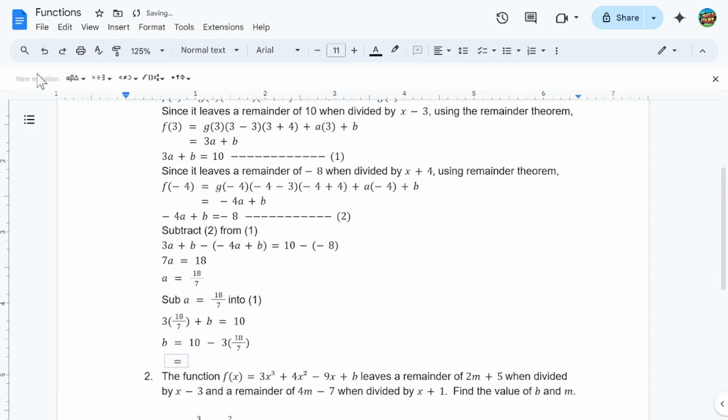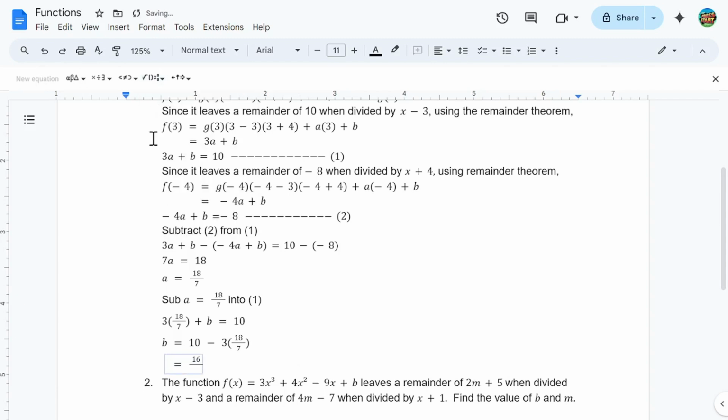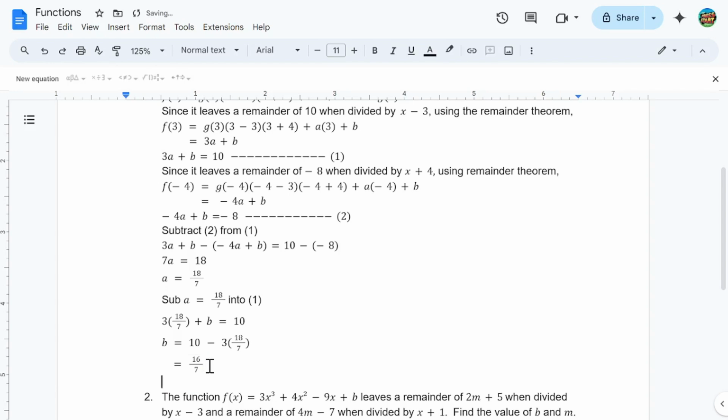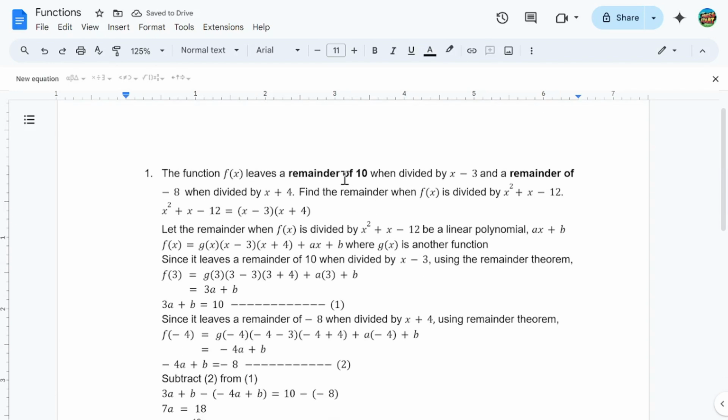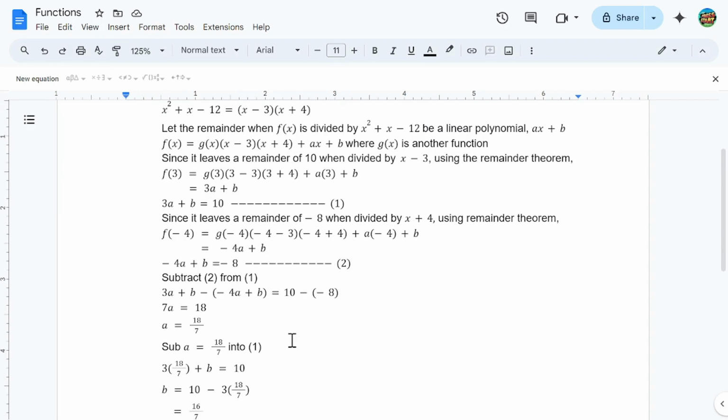And this will give you 16 over 7. We found a and b already. What's next? We need to find the remainder. So the remainder when f of x is divided by x squared plus x minus 12 equals ax plus b. And since we already found what a and b are, we need to substitute a and b back.